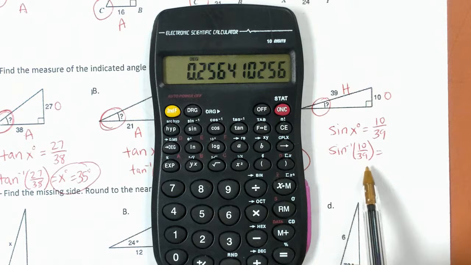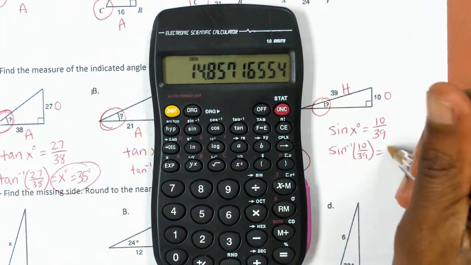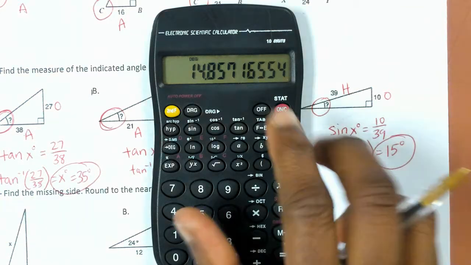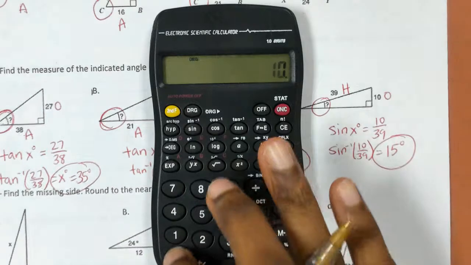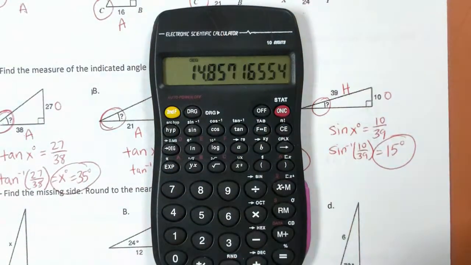Ten divided by 39 equals second sine. Do that one more time. 10 divided by 39 equals second sine, so you can see it. Okay, next section.